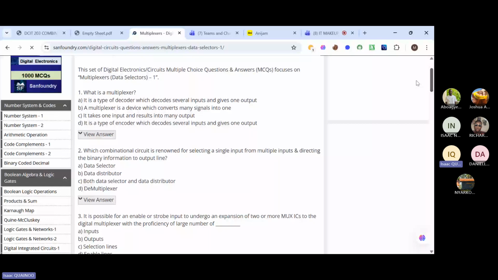Question, what is a multiplexer? So A could put this one out.